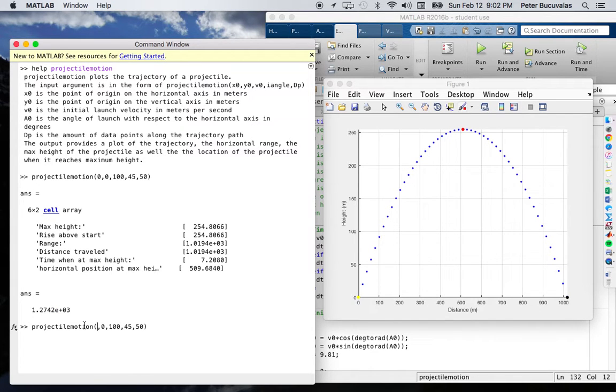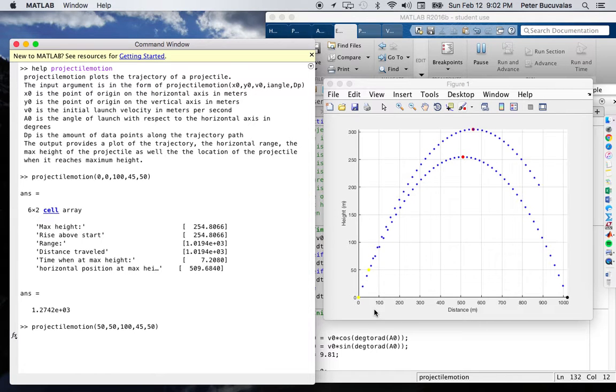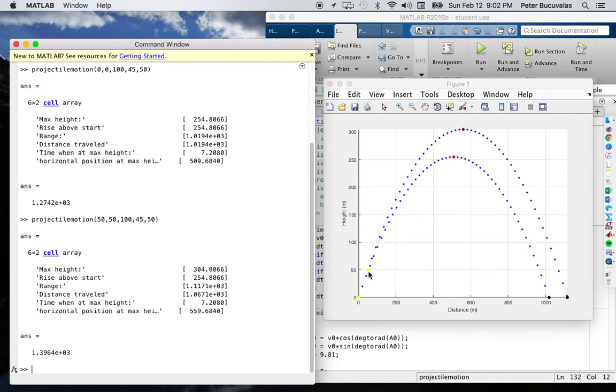So this time we'll start at 50 meters in and 50 meters up. And we'll go ahead and launch that. And so here you can see that the yellow dot is its starting position, which has moved up and over, and we can see that the output data has changed with respect to the change in starting position.